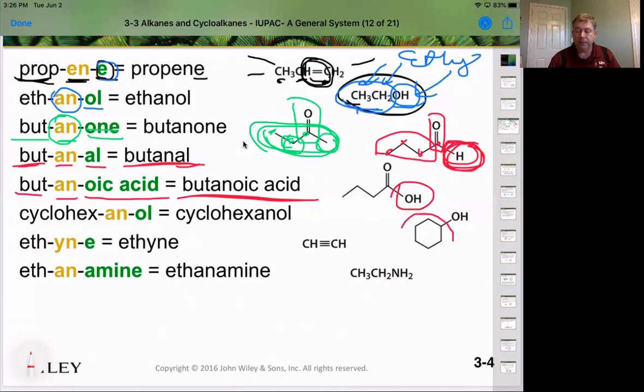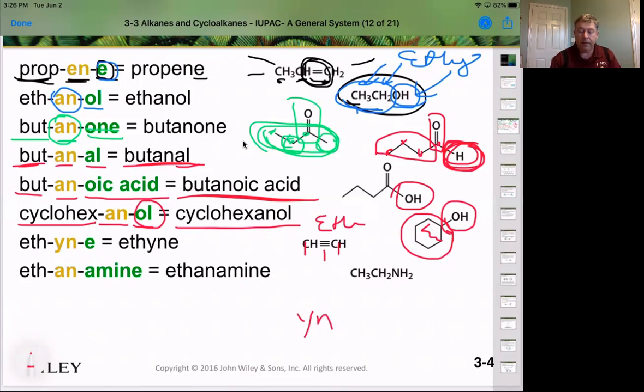Let's apply that rule to a cyclo group here. We have a cyclo group with an alcohol pendant to it. So we have cyclohex. We have no double bonds, so it's "an," and we have an alcohol at the end, so it's "ol." Cyclohexanol right here. Now, 2 carbons, so that's going to give us "eth" right here. We have a triple bond, so that changes to a "yn." And we have no other functionality to it. We only have carbons and hydrogens, so that gives us an "e" at the end. So that's ethyne right here.